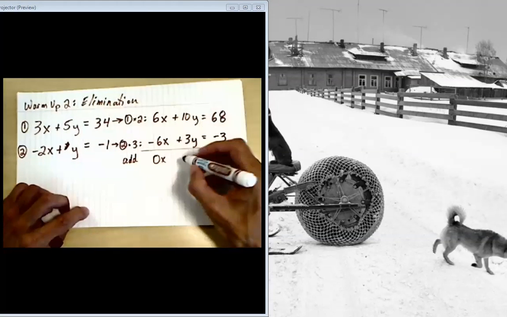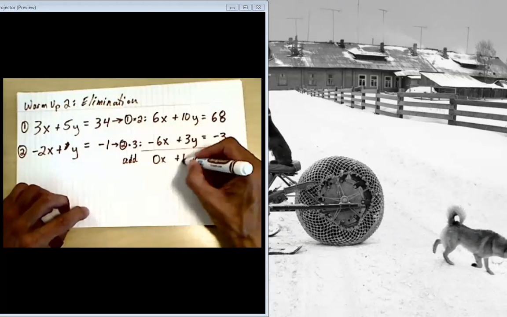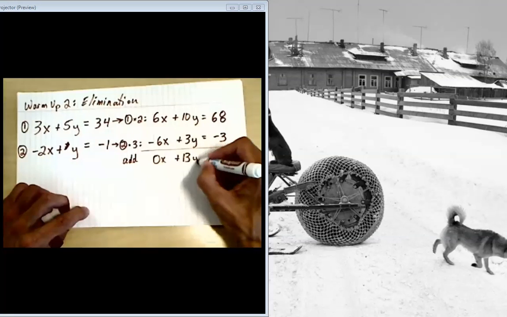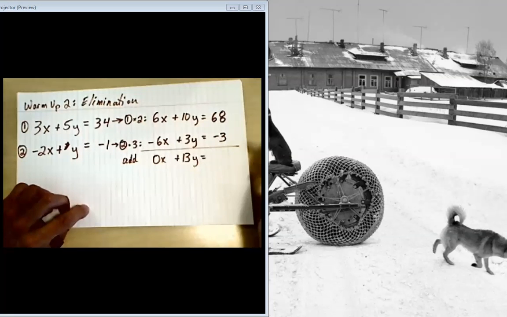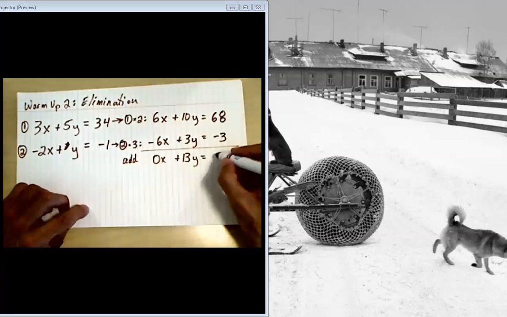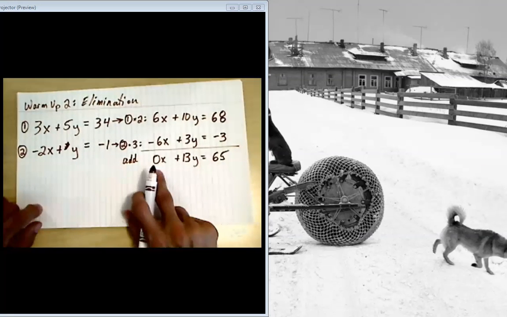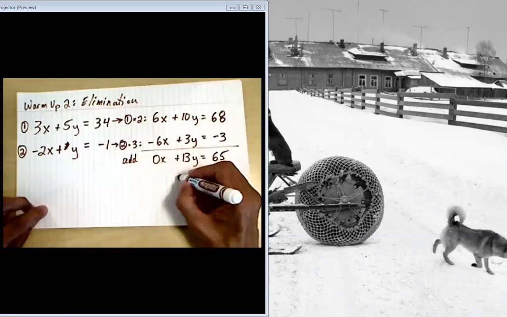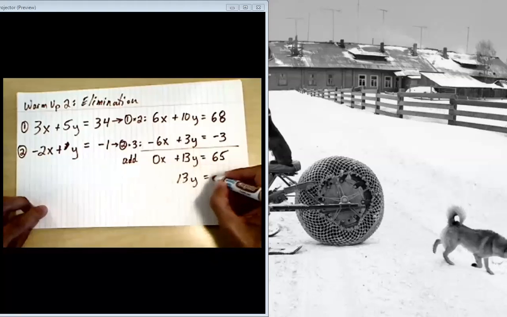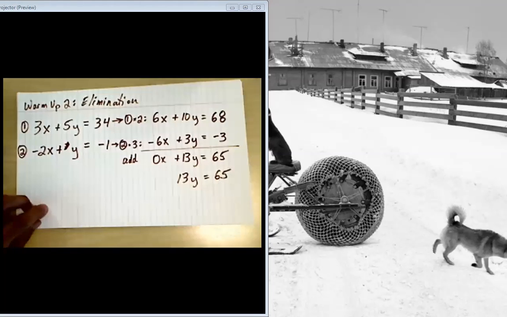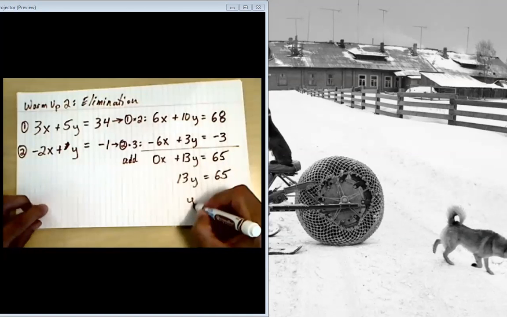Adding these ones together, you get 13y. And adding these ones together, you get 65. So we have eliminated the x value. It's not there anymore. We have 13y is equal to 65.